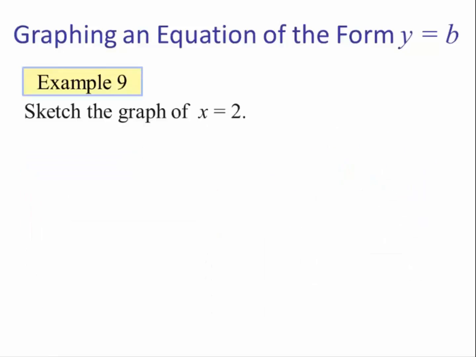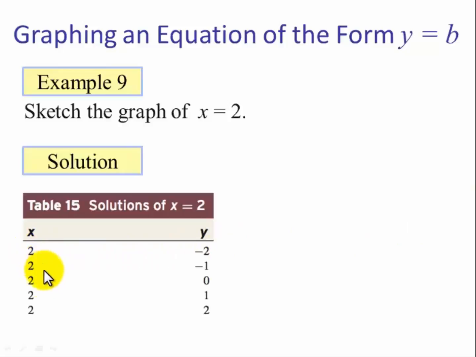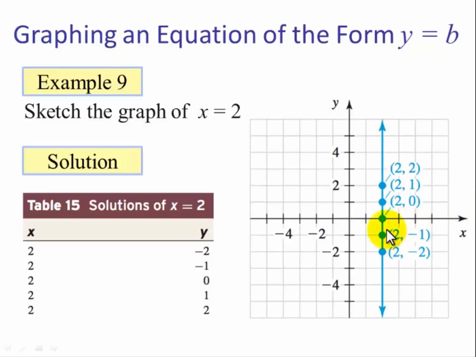Let's do another example. Sketch the graph of x equals 2. So for this one, x will stay a constant number, 2. And we're going to have different values of y. And if we plot these points, we see that x is a 2, but the value of y changes. We connect our points with this line, and we see that this is a vertical line. Now it turns out when we talk about slope, the slope of any vertical line is what we call undefined. And we'll discuss this in future videos.